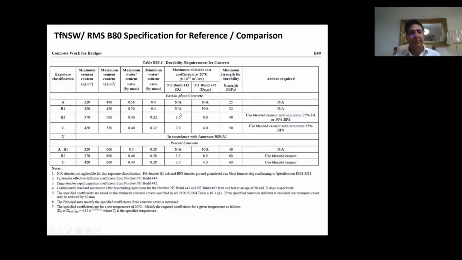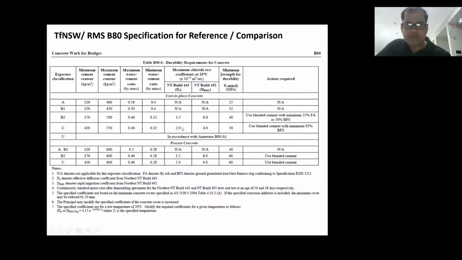Yep. Okay. So this is a very stringent property, and I would say if you are using any repair mortar, this should meet this requirement. Otherwise, RMS or Transport for New South Wales are not going to approve it. Similarly, their B80 specifications for concrete say a minimum of 65% of blast furnace slag and so on. So what I'm trying to say is that in RMS specifications, and similarly it might be for other road authorities, there are durability parameters defined as per what should be the chloride diffusion resistance, carbonation resistance, and what should be the supplementary cementitious materials.